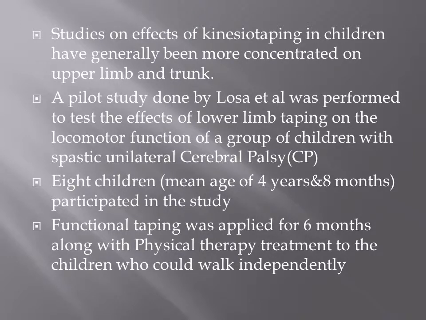Now, studies have mainly concentrated on the upper limb and trunk. Therefore, a pilot study was done by Losa et al. to test the effects of lower limb taping on the locomotor function of a group of children with spastic unilateral cerebral palsy. For this purpose, they recruited about 8 children, mean age of 4 years and 8 months. Functional taping was applied for 6 months, along with physical therapy, to children who could walk independently.